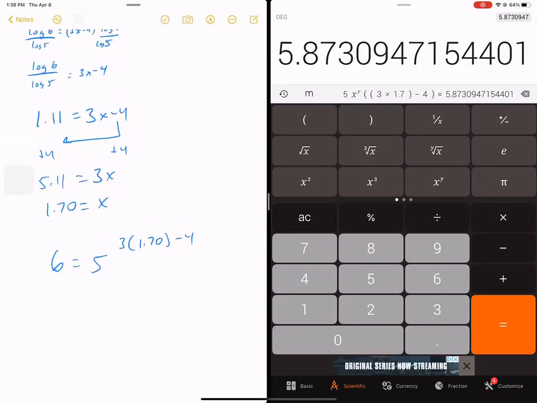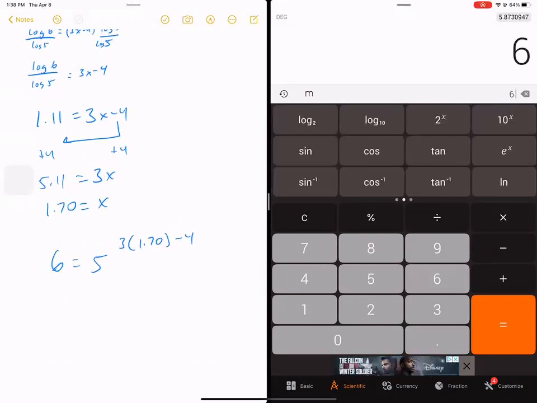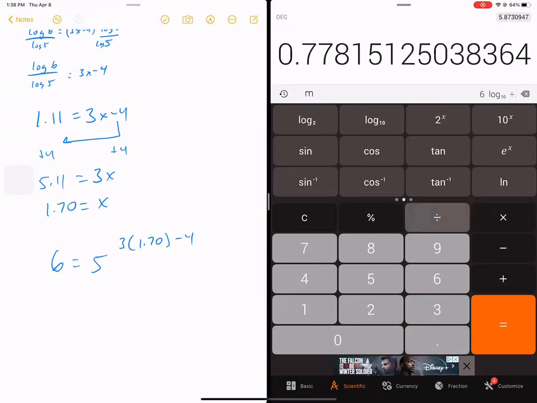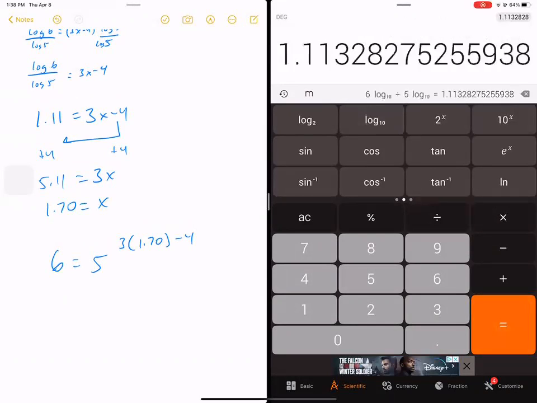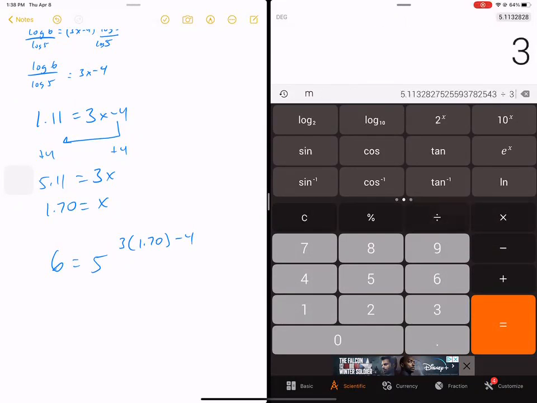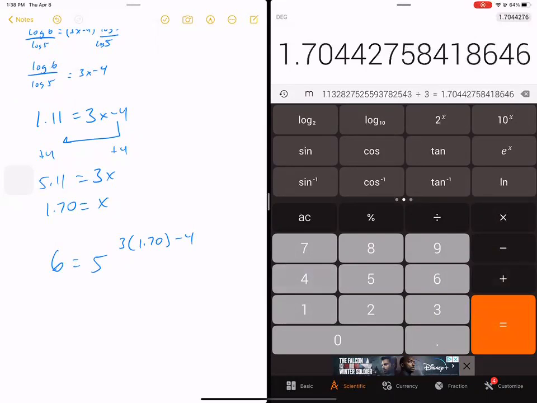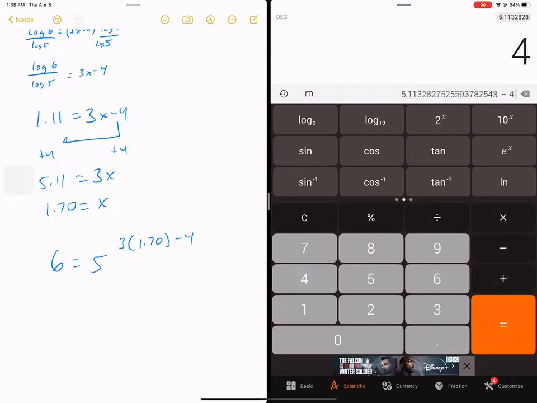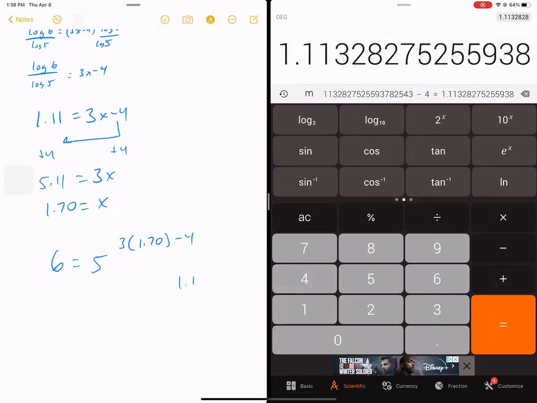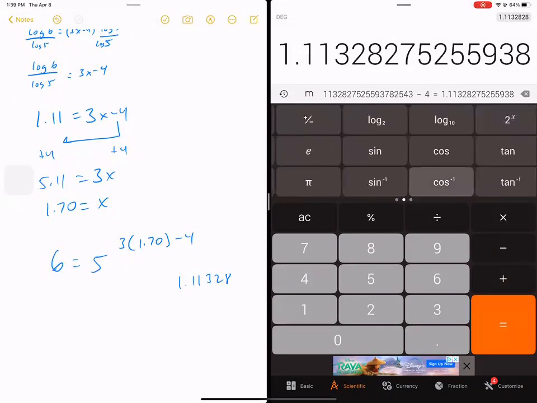Maybe I rounded off a little too early. 6 log divided by 5 log. That's 1.1. Okay, that's a pretty big number. And then we're going to add 4 to both sides. Then divide by 3 on both sides. Okay, I'm going to take this number times 3 minus 4. 1.11328. With exponents, when the decimals differ by a little bit, it makes a big difference.